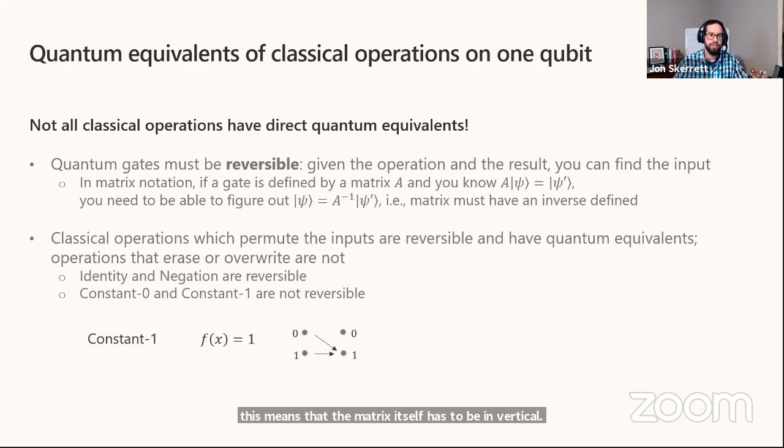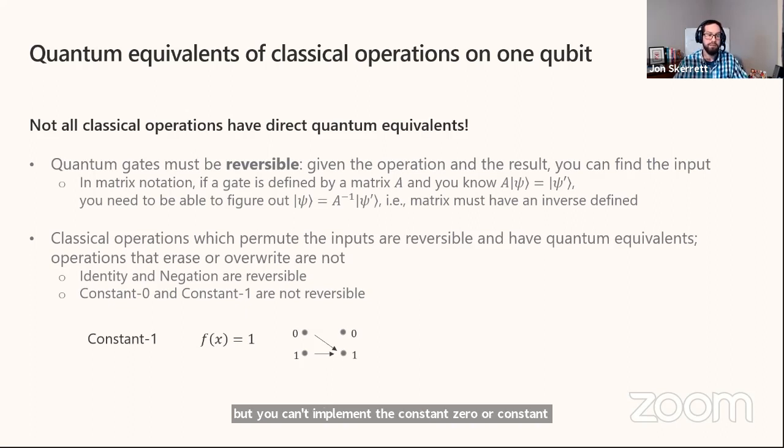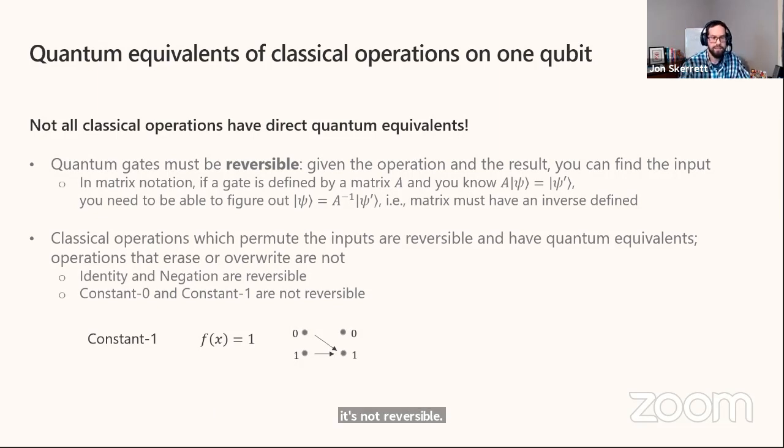Now, there are some classical operations which are reversible, the ones which permute inputs, and there are some that are not reversible, those operations that either erase information or overwrite it. So you can implement the identity and negation operations, but you can't implement the constant 0 or constant 1 operations. For example, if you have a constant 0, while you know that the result of the operation is 0, you don't know whether the input was 0 or 1, so it's not reversible. You can't implement it in quantum computing. To highlight this, look at the constant 1 cases down at the bottom, see how both arrows are pointing to the 1? With the result of 1, you just don't know what the input was.